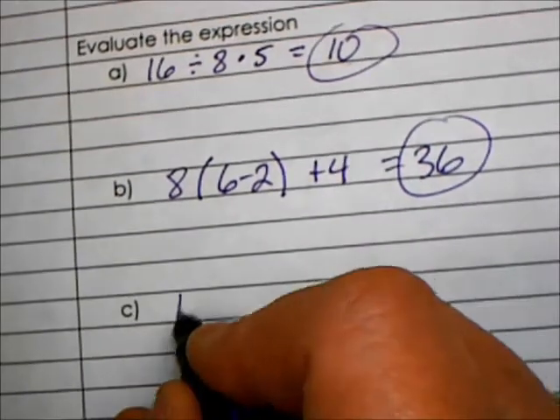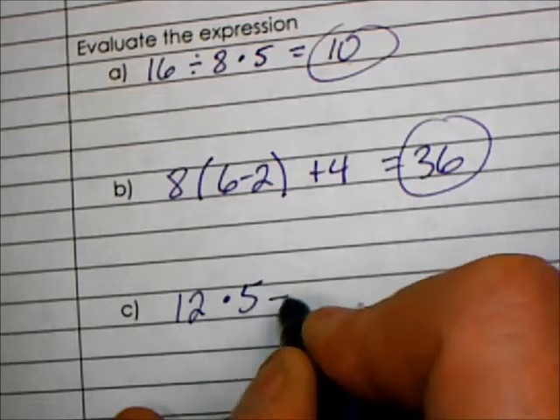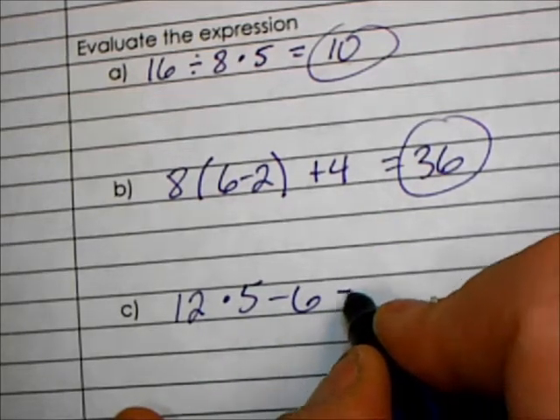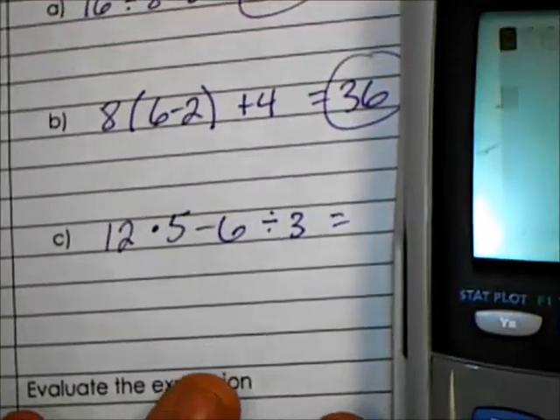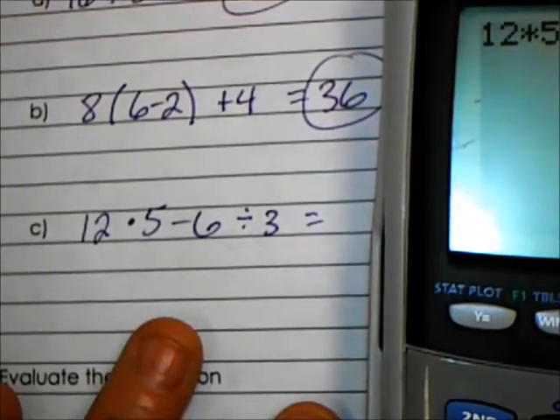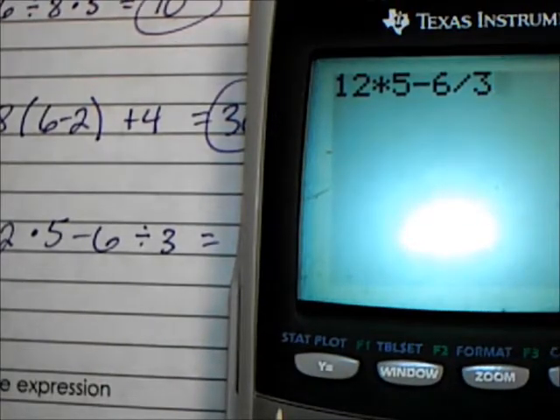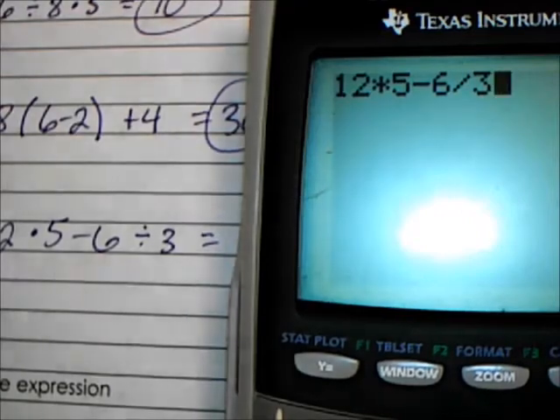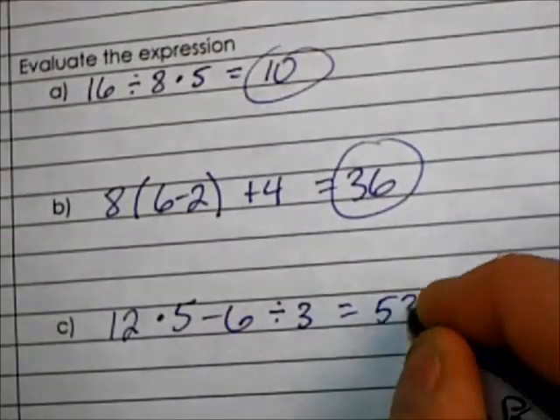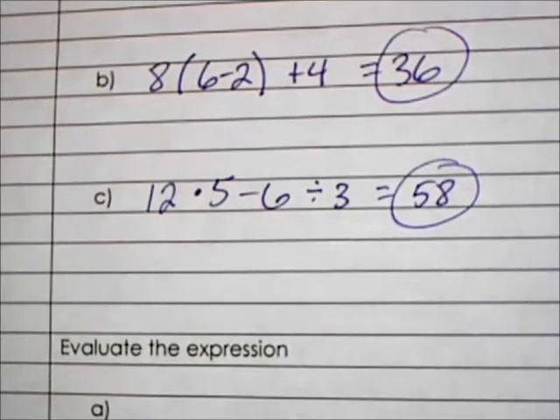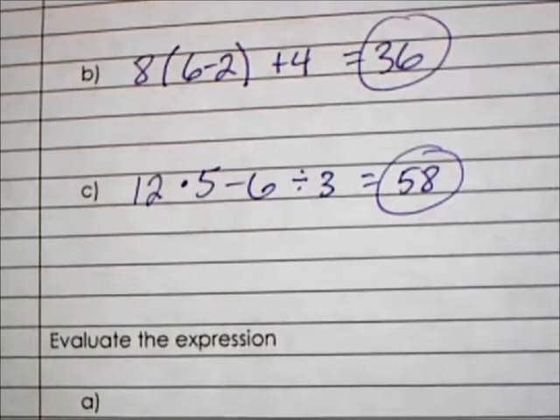Okay. On C, they have 12 times 5 minus 6 divided by 3. Type it in all the way. So on my calculator, it'll look like this instead of what is written. And just push enter and your calculator will automatically do the order of operations for you if you type it in correctly. If you don't type the numbers correct or the operation, it's not going to give you the right answer.